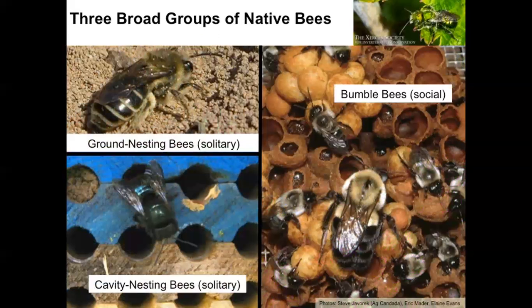There are 3 broad groups of native bees. Of our native bees, we can call them ground nesting, cavity nesting, sometimes called wood or tunnel nesting, and our bumblebees. Our bumblebees are our social group. So we need to understand that there are a lot of native bees that we can encourage in our gardens and in our areas just by understanding a little bit about them and what they require to survive in our area.